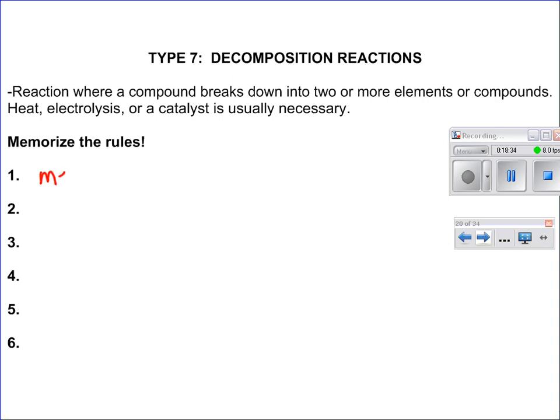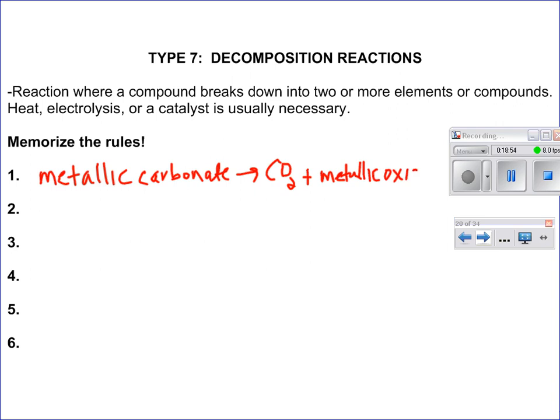And my generic rule of polyatomics decomposing to gases is actually applying to every single thing I'm writing down here. So metallic carbonates. What do those decompose to? CO2 plus what's left is a metallic oxide. So we never just make a pure metal at this point. We're making a metallic oxide when that CO2 leaves.